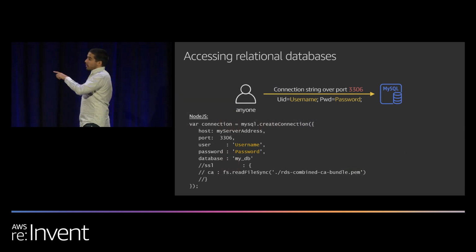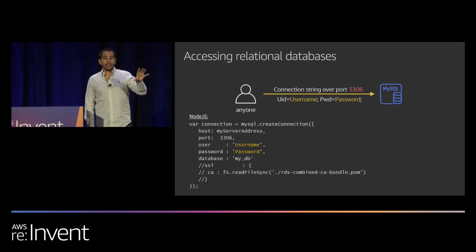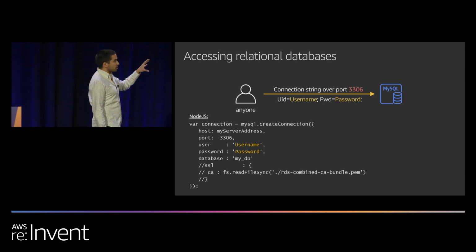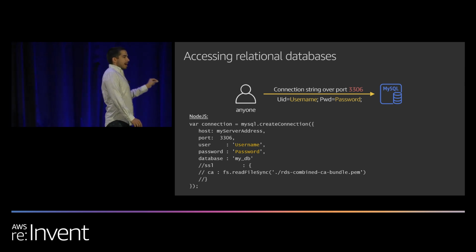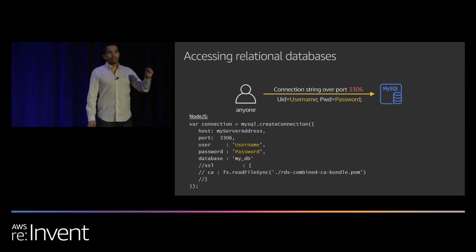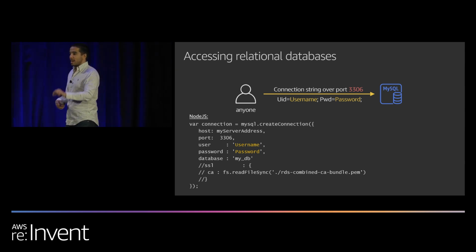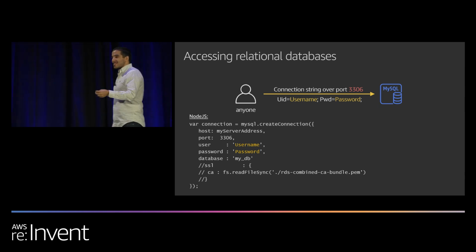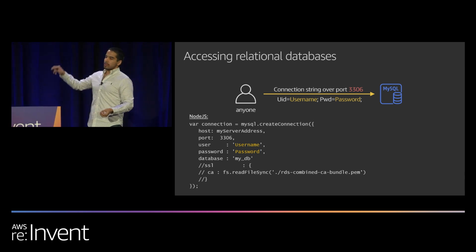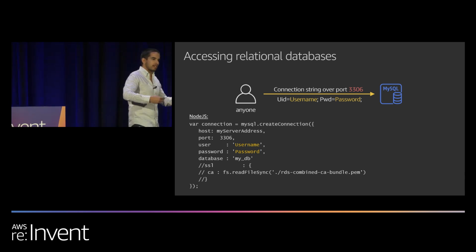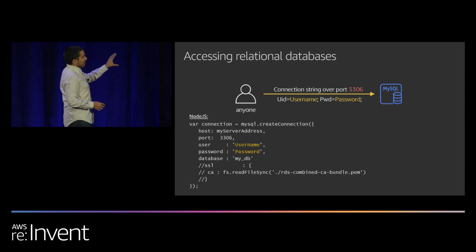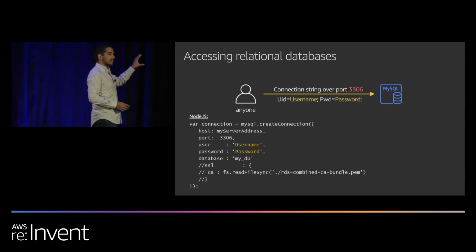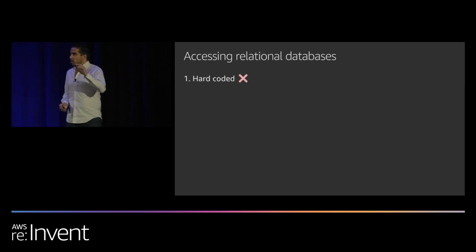So this is a quick example. If you want to access a relational database using Node.js, you will need to write something like that. And you will need to give it a username and a password. And because you've been in this session for 50 minutes now, you know that users need to have their own temporary credentials. Sharing those credentials or having a different set of credentials is not great for security. So how can your code access credentials? There are a couple of ways you can do it.